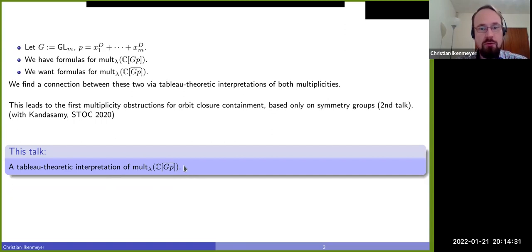I didn't define anything yet, but I now want to define it and tell you about the tableau theoretic interpretation. Any questions so far? Obviously there are some questions, but I postponed some of the things and hope that that's all right. So let me define, okay?